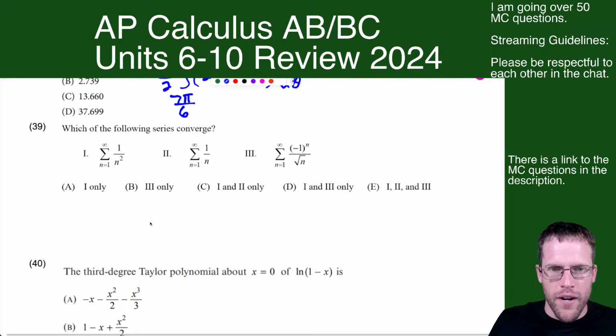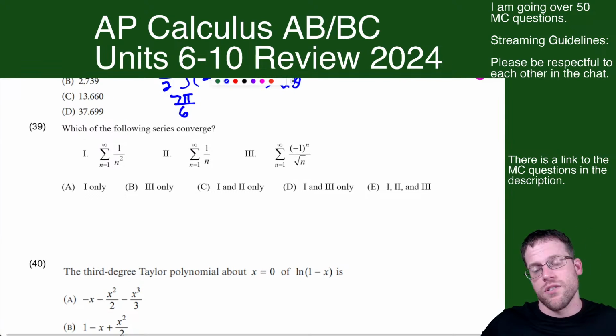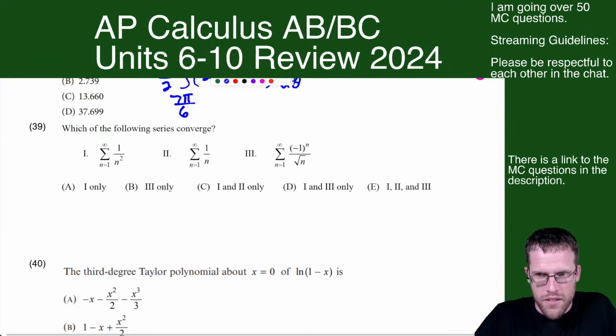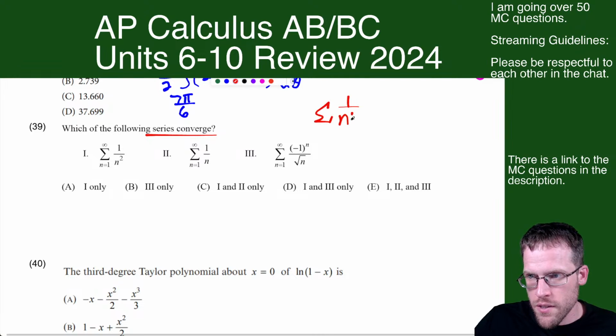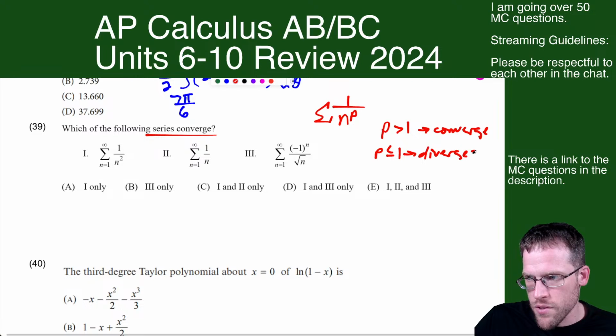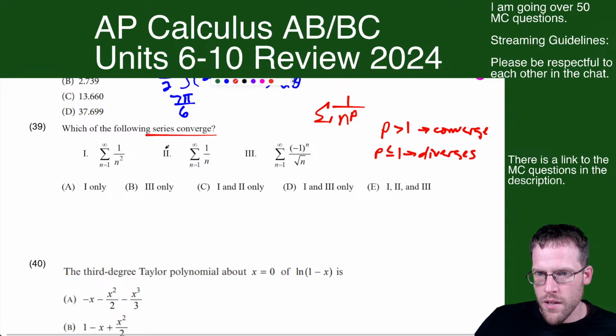All right, finally, unit 10. We are in the home stretch. We're going to get to question 50. There are a few things you've got to know. Which of the following series converge? P series test: 1 over n to the p. As long as p is greater than 1, your series will converge. If p is less than or equal to 1, your series will diverge. So here, I'm like, oh, this diverges.